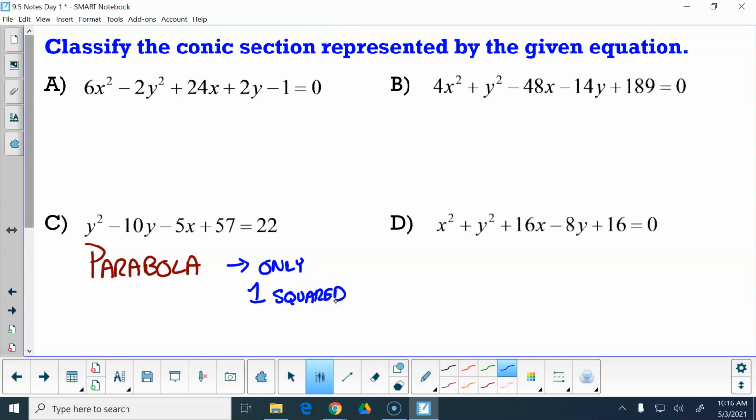There's only one squared term. Let somebody else, give somebody else a chance. Thanks for volunteering. What do you got, Ben? I'm pretty sure A is hyperbola. Why? Subtraction sets the square term apart. Bingo. Exactly. Okay, so A is my hyperbola, because it is x squared minus y squared. Love it.